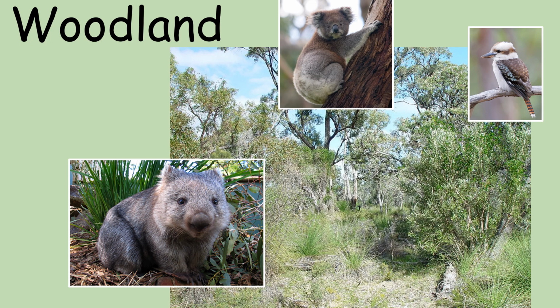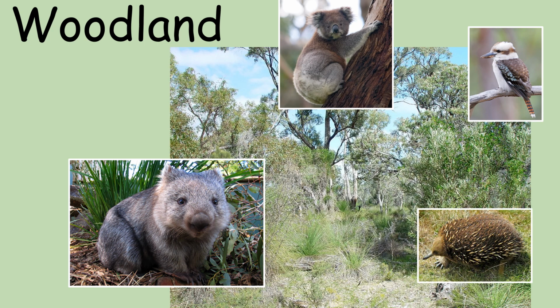Wombat would burrow and the koala climbs high, and the birds fly around and get all the insects. And this echidna here too would also like to walk around on the floor getting all the insects. So that's the reason why these type of animals prefer the woodland as their habitat.